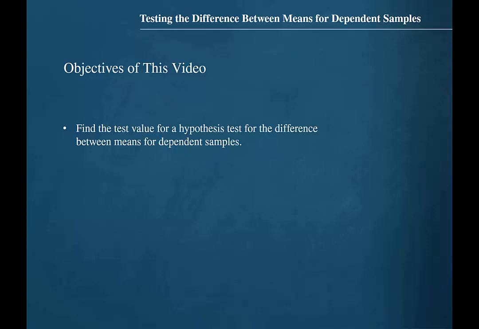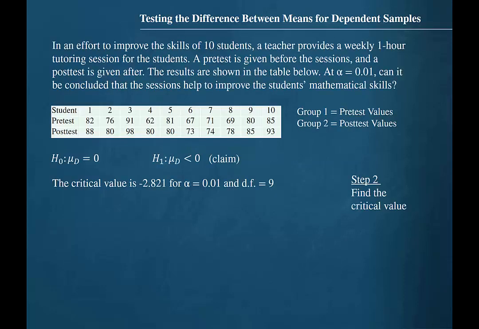The objective for this video is to learn how to find the test value for a hypothesis test about the difference between means for dependent samples. In a previous video, we learned how to find the critical value for a test about the difference between means for dependent samples. Step 3 is to compute the test value.